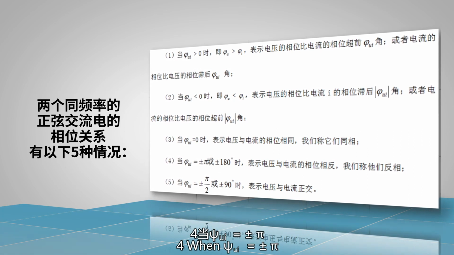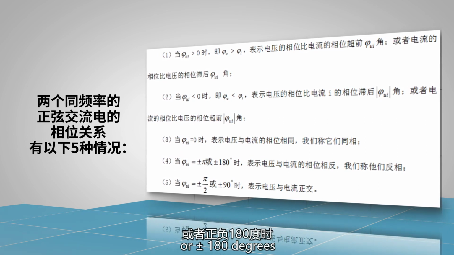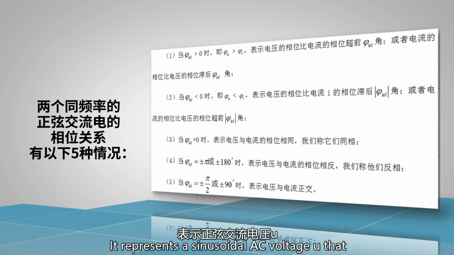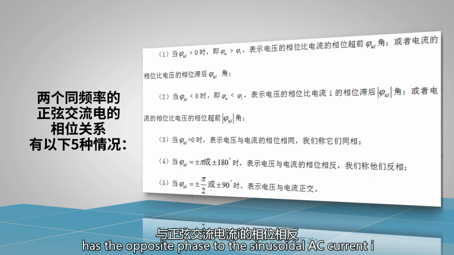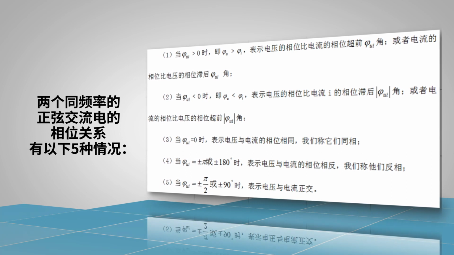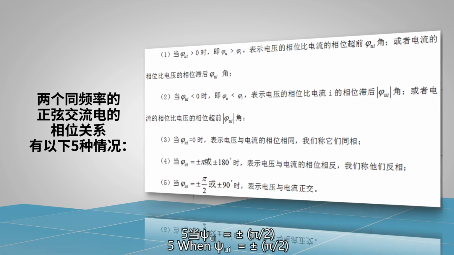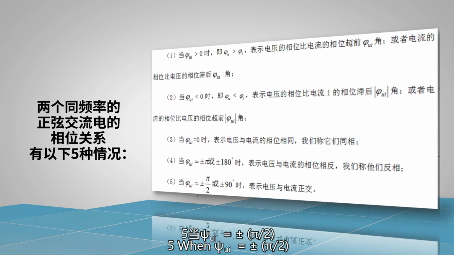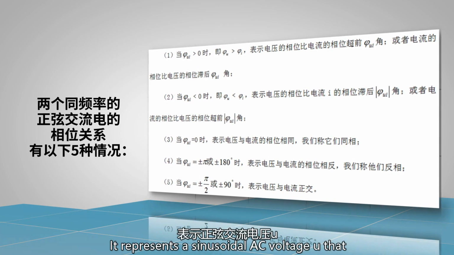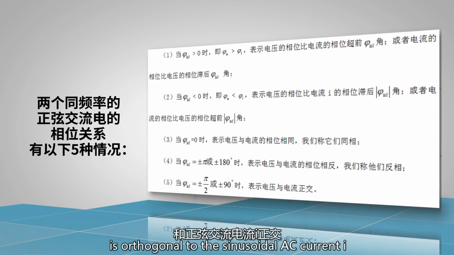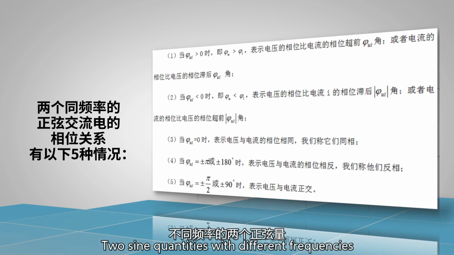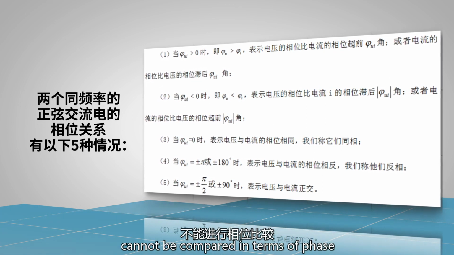Fourth, when phi ui equals plus or minus pi, or plus or minus 180 degrees, it represents a sinusoidal AC voltage u that has the opposite phase to the sinusoidal AC current i. We call this being antiphase. Fifth, when phi ui equals plus or minus pi over 2 or plus or minus 90 degrees, it represents a sinusoidal AC voltage u that is orthogonal to sinusoidal AC current i. Pay attention to the fact that two sine quantities with different frequencies cannot be compared in terms of phase.